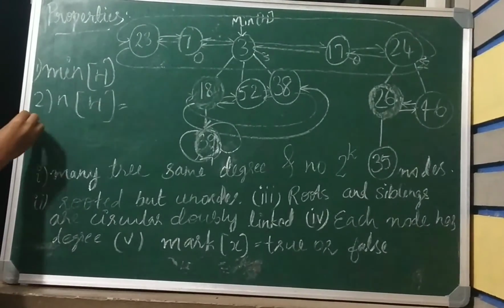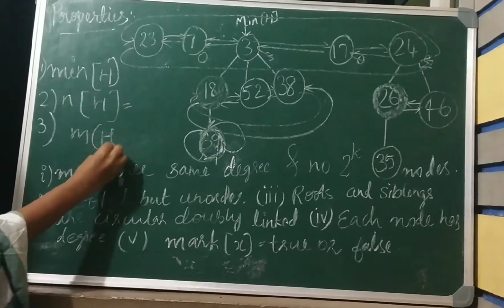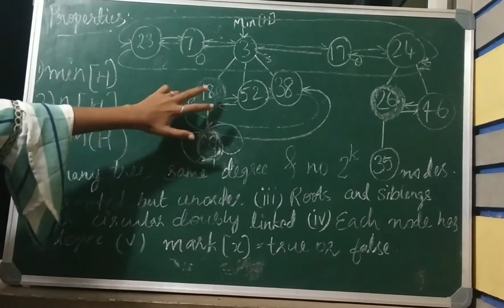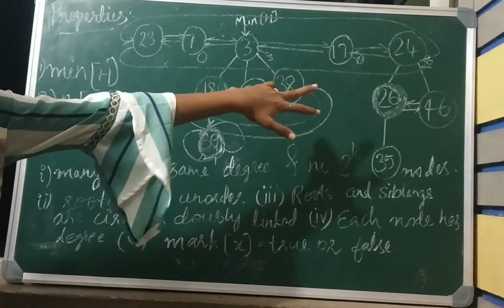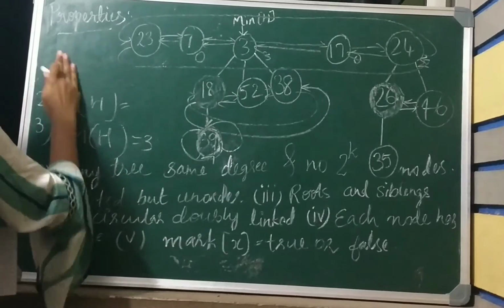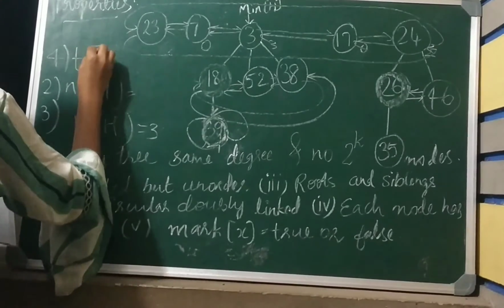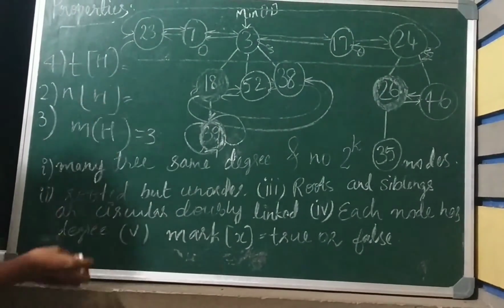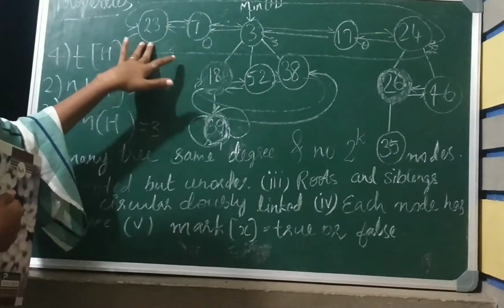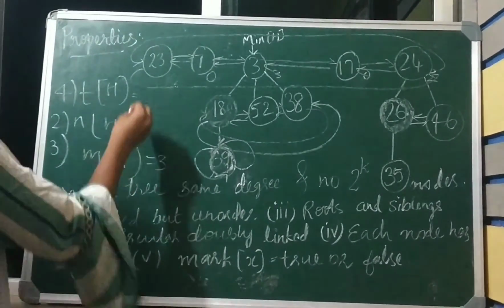And third one is m of H. M of H is the number of marked nodes in this. Here 1, 2, 3 nodes are marked. So m of H will be 3. Next is the fourth one, t of H. T of H is the number of rooted nodes. This is the root list and the number of nodes in this is the number of total rooted nodes. 1, 2, 3, 4, 5. In this case it will be 5.